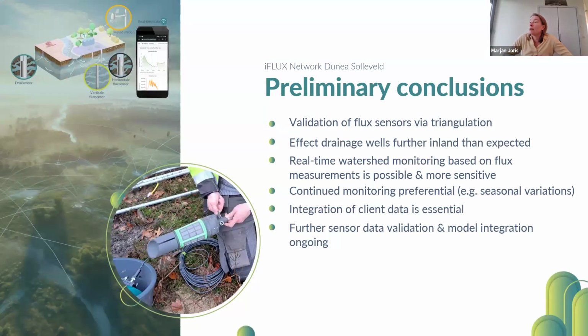So with this, we did set up several networks, and this is one example that made it possible to validate the flux sensors. We saw that the effect of the drainage of the protection wells was further inland than expected, and that real-time watershed monitoring based on flux measurement is possible and even more sensitive than if we would only do it with level sensors.